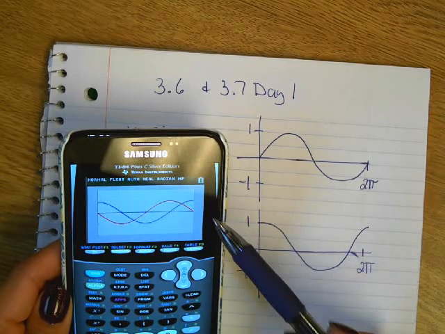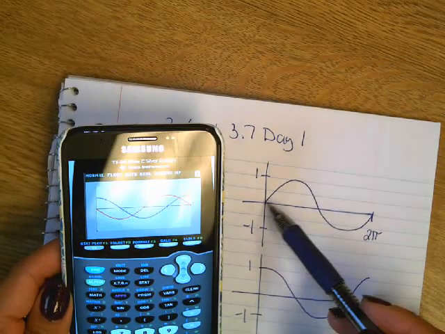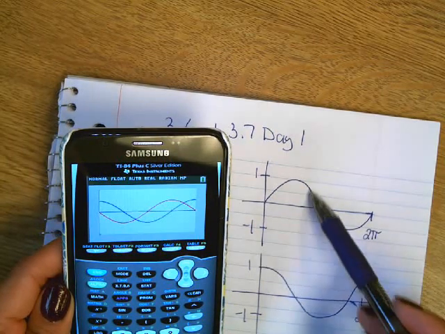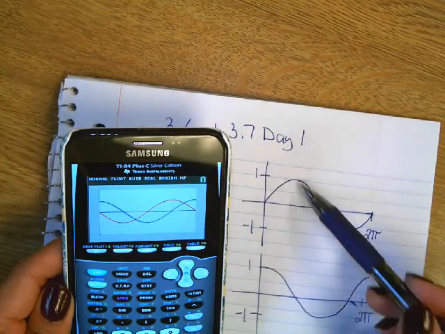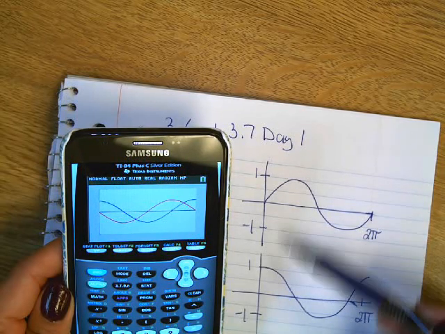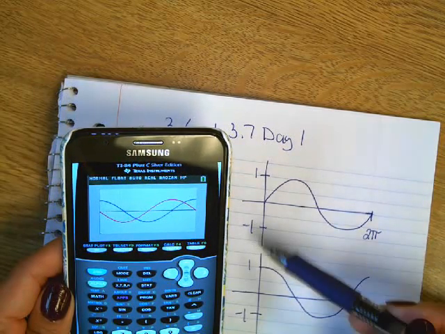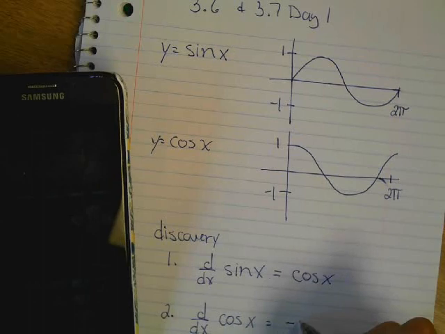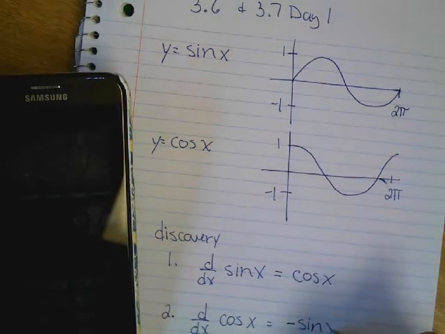Looks a little bit like sine, except if you look, it's our sine flipped over. Normally it starts on the axis, goes high. Here, this derivative is coming down. So it's the reflection of sine. In other words, negative sine. So the derivative of cosine, our second discovery, is that the derivative of cosine is equal to the opposite of sine.